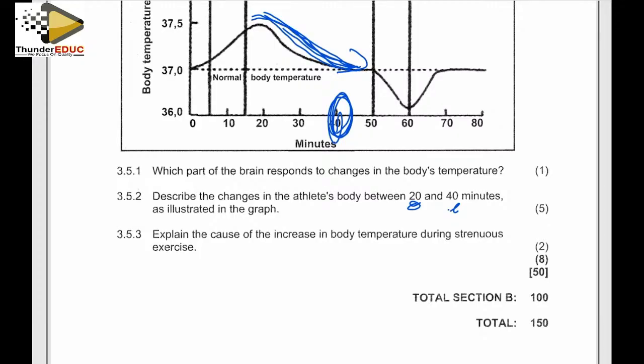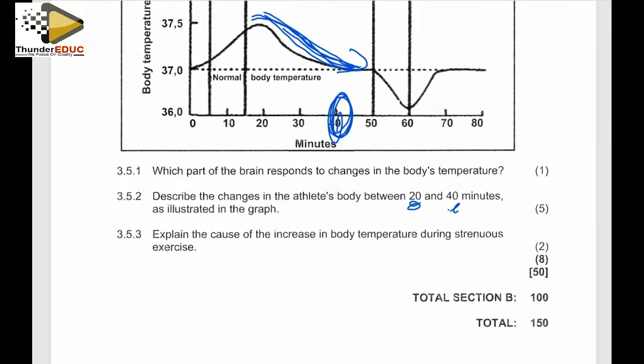Explain the cause of increase in the body temperature during strenuous activities. Why is it that body temperature increases when you are doing vigorous activities? You can think about any vigorous activity you do. All right, here you can talk about when you are doing vigorous activities, there is a high rate of metabolic reactions. What happens? It produces a high amount of heat.